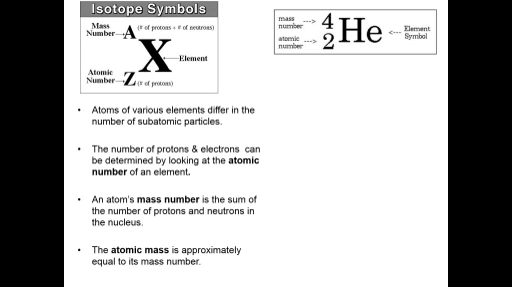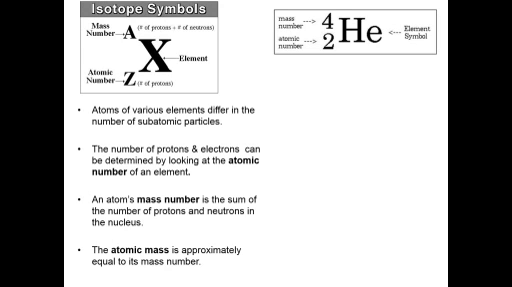Well, what does the atomic number of an element mean? What does it tell you? What type of information can it provide? Well, the atomic number tells you the number of protons and the number of electrons found in an element. The atomic mass, or mass number, are roughly equivalent for all intents and purposes.